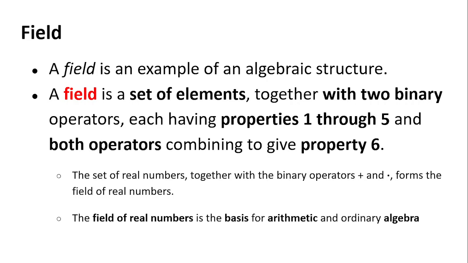Now let's talk about one other definition that we need to know, and that is called a field. A field is a set of elements together with two binary operators, each having the properties 1 to 5. That's what I've told you. There are 5 postulates that we have seen, and both operators combine to give the property 6. So you have two operators that satisfy the first 5 conditions, and together they satisfy the 6th condition. Then we say that this is a field.